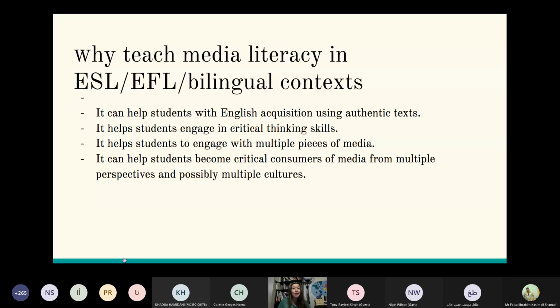Well, it can help students with English acquisition using authentic texts. It helps to engage those critical thinking skills, which are so needed in the 21st century classroom. It also helps students to engage with multiple pieces of media, and it helps students, educators, etc., to become critical consumers of media from multiple perspectives and possibly multiple cultures.